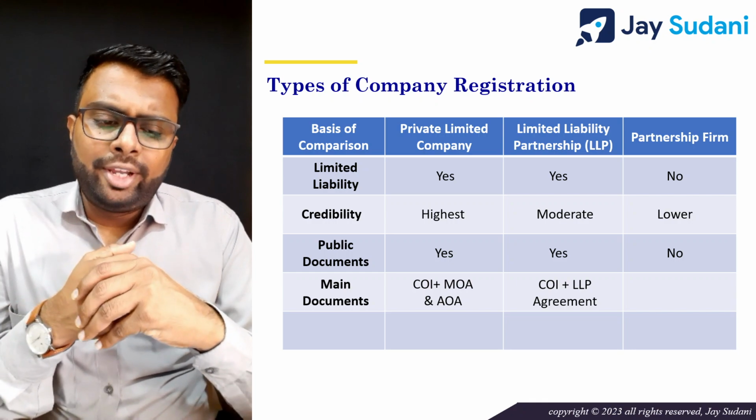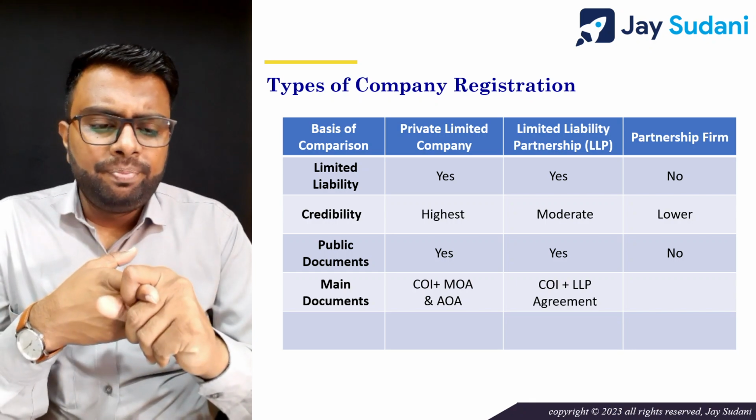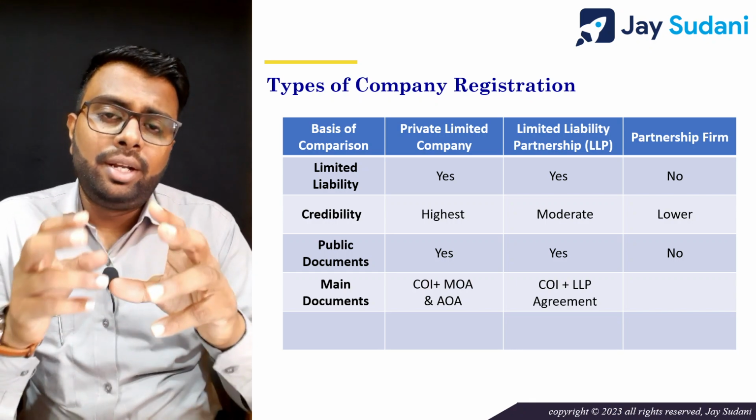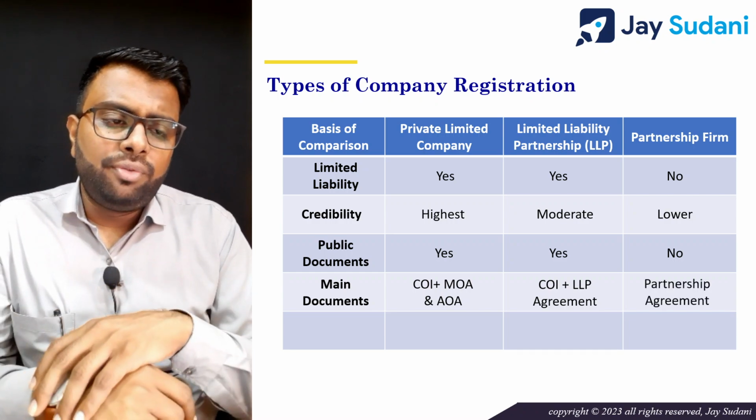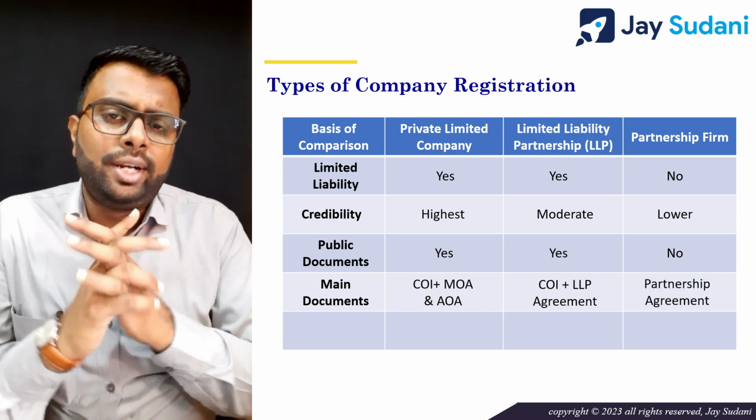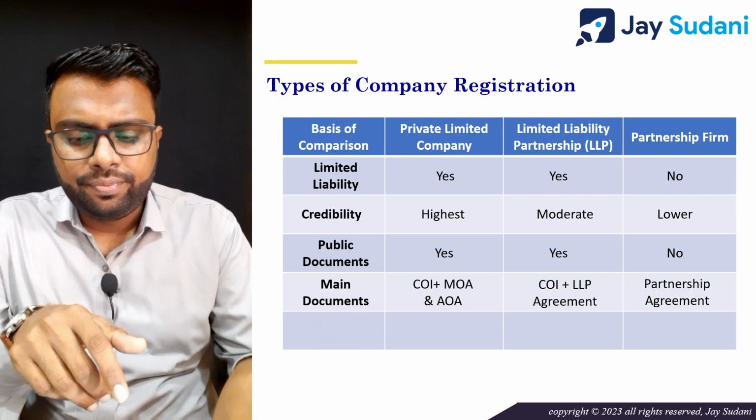Now the main documents for an LLP are the certificate of incorporation and the LLP agreement. You will have an agreement of the LLP. In the case of a partnership firm, you just have a partnership agreement with you. That is the main document of incorporation.